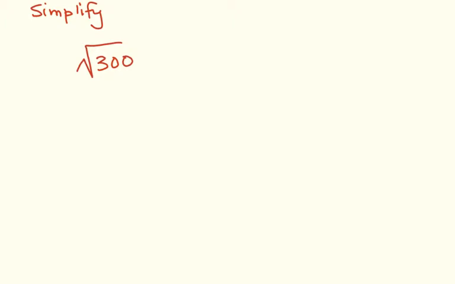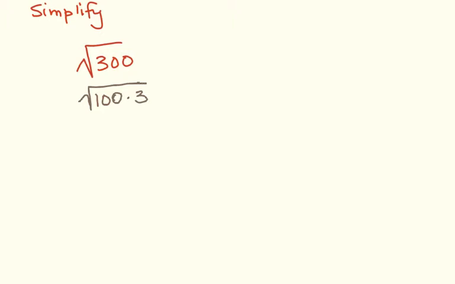So we're looking at 300. We're asking ourselves, is there a perfect square root, because the index here is 2. Remember, if it's not written, it's an understood 2. Is there a perfect square as a factor of 300? And in fact, there is. 100 is a perfect square.